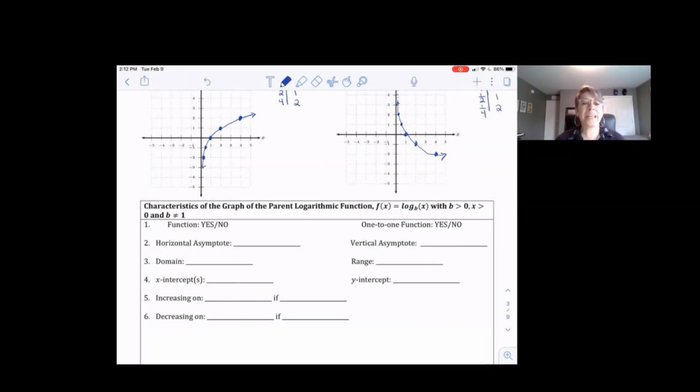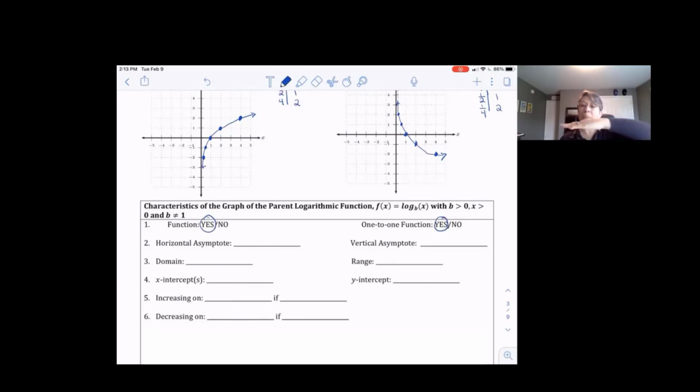So let's take a look at some of the characteristics of the graphs of a parent logarithmic function. In other words, f of x equals log of some arbitrary base b of x. Remember, b cannot be negative or 0. And x has to be larger than 0, in other words, positive, and b cannot equal 1. Is it a function? Yes, it passes the vertical line test. One-to-one function? Yes, it also passes the horizontal line test. So that means we can find an inverse.